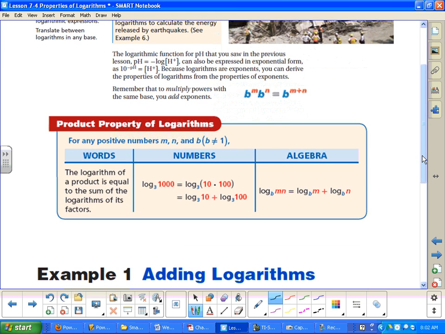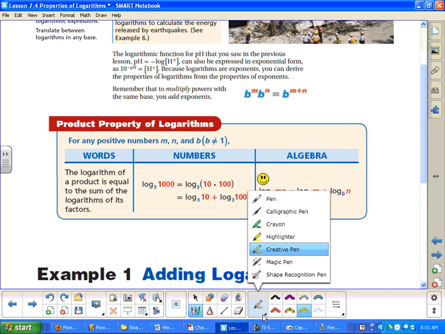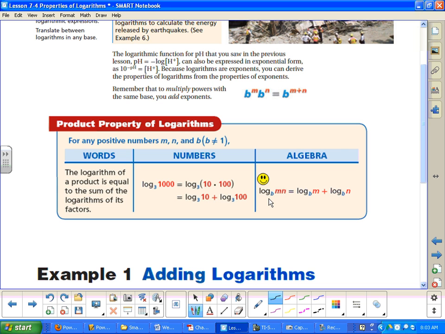So here's a reminder. The first one is the product property of logarithms, and that goes with the fact that when I multiply with the same base, I add exponents. So here's the product property of logarithms. It says that if I am multiplying two numbers together, so if I take the log of a product, then it equals the log of those things added together.